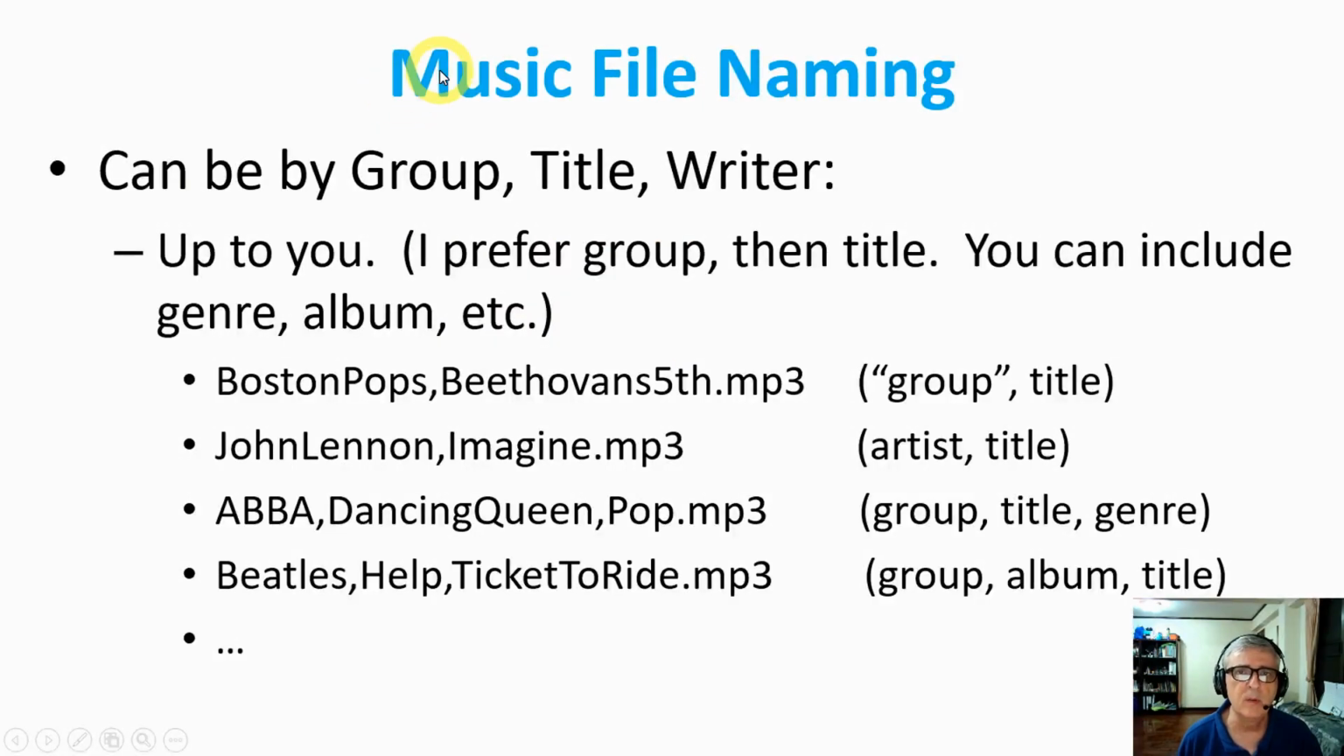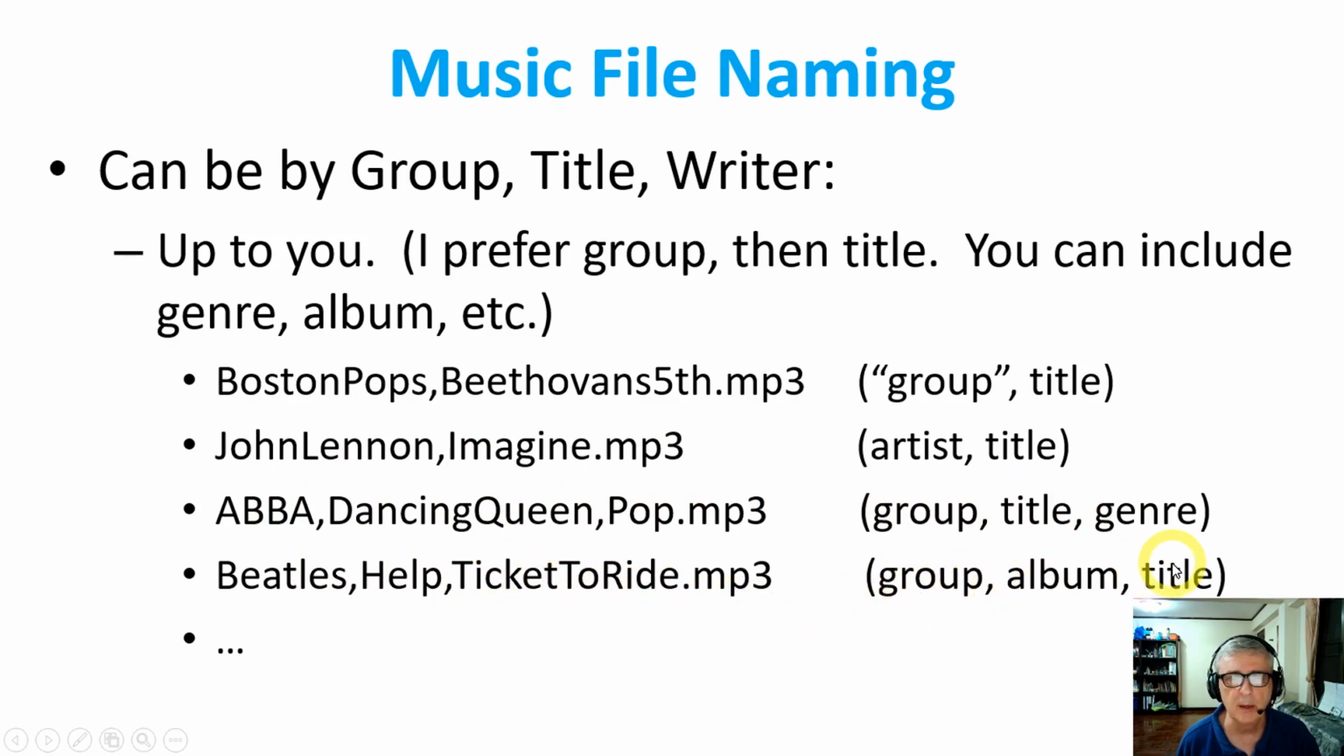Music file naming. If you download music from different services, you can store these, you can set them up however you want. So for example, by group, title, writer. I prefer group and then title, and you can include other things like genre, album, and so on. So what I typically do is I will say something like Boston Pops, Beethoven's Fifth, MP3. So this is group, comma, title. Or down here we have John Lennon, comma, Imagine. So artist, comma, title. ABBA, comma, Dancing Queen, comma, pop. So group, title, genre. Beatles, comma, Help, comma, Ticket to Ride.